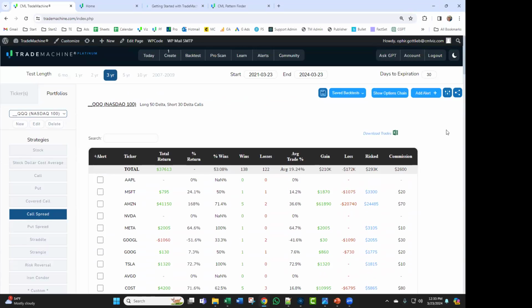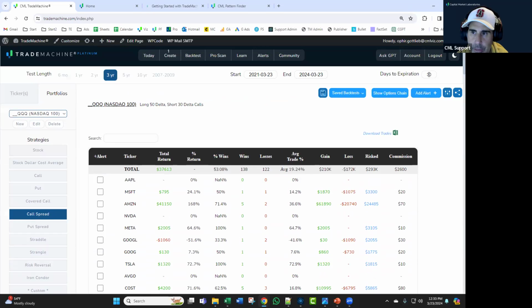All right. What is the time window for these options? Are these 4 weeks out? These options are 30-day long call spreads. So you can see 30 days. That's right up here.